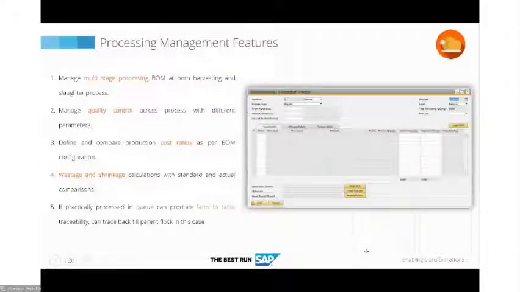So in terms of processing, we have features like wastage and shrinkage, which is again very important when it comes to generation of byproducts. We have a very strong engine where all the bill of material definitions have cost ratios and weight ratios, where you can actually, while creating a bill of material itself, configure these, and then the costs and values are loaded accordingly.